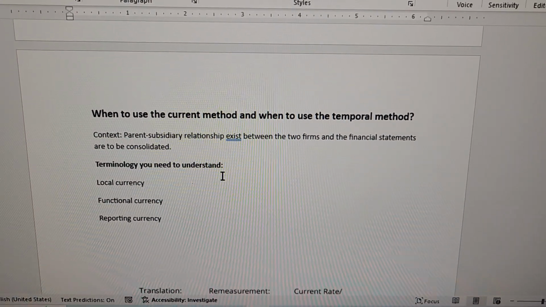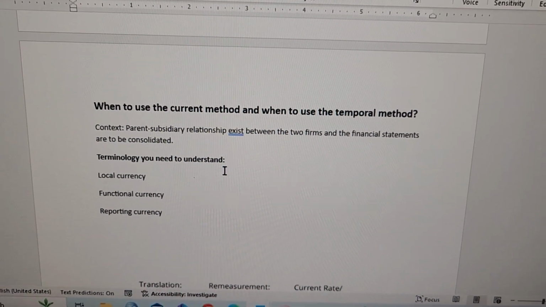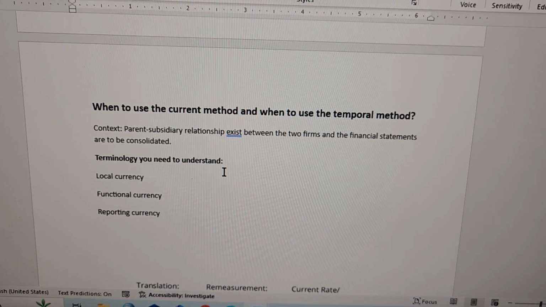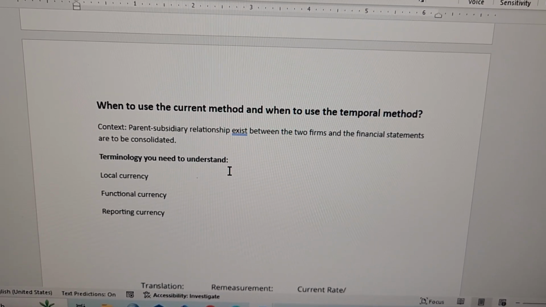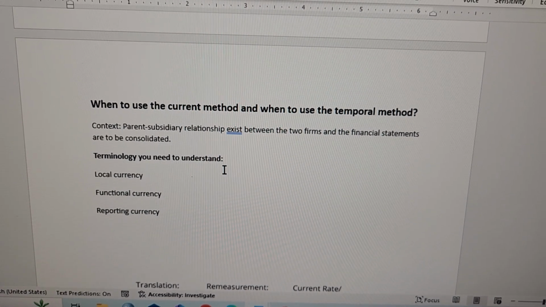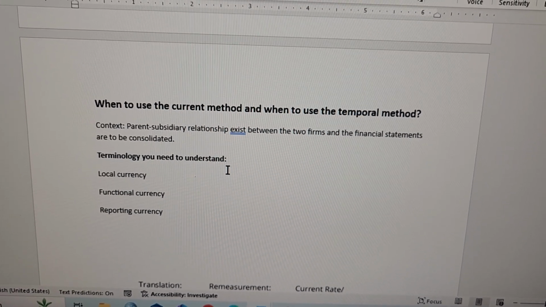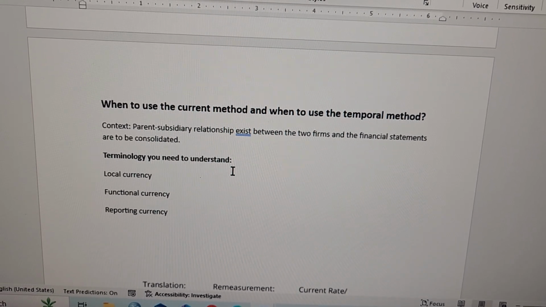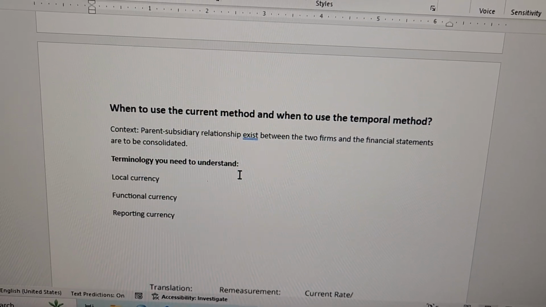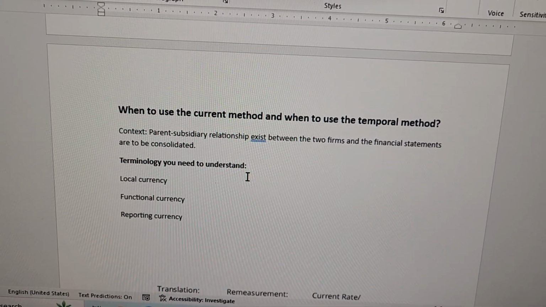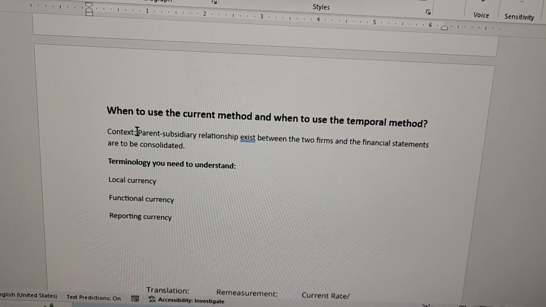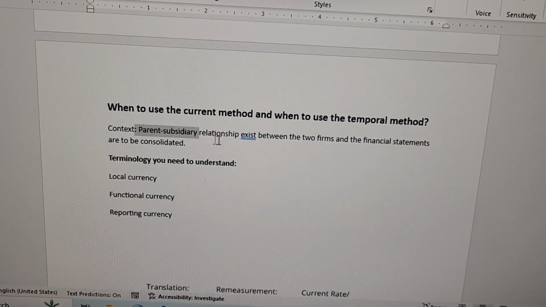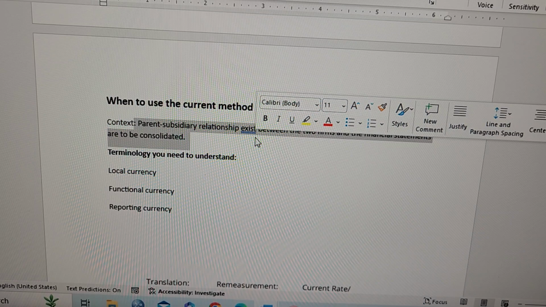Hey guys, so let us quickly try to understand what's the difference between the current method and the temporal method, and when we're supposed to use which method. First of all, we need to understand the context. Whenever you come across these two words, temporal method versus the current method, the first thing that should pop into your head is that we are talking about a parent-subsidiary relationship here, okay?